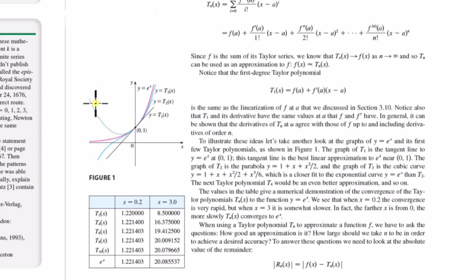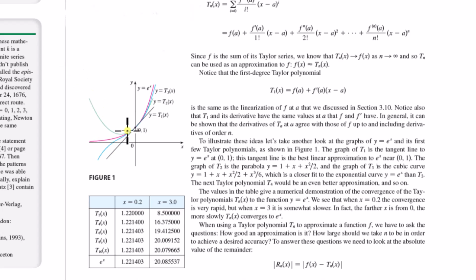The pink one was e to the x. So t sub 2 is this parabola here. Instead of a line being the approximation for the function at a certain point, with t sub 2 you get a parabola. And then with t sub 3, you get a cubic. If you look closely, far away from the point, the parabola goes off away from the function. Same thing with the cubic.